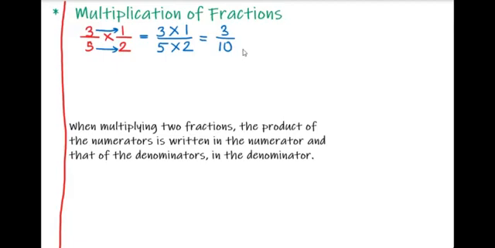So, see children, when multiplying two fractions, the product of the numerators is written in the numerator and that of the denominators in the denominator. So, product of numerators in the numerator and product of denominators in the denominator. Got it? Is it very simple?